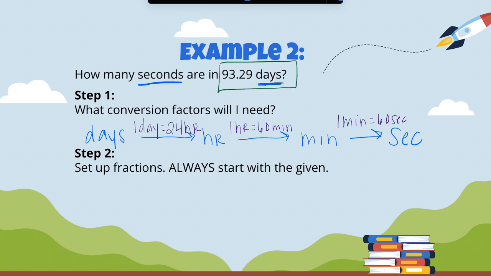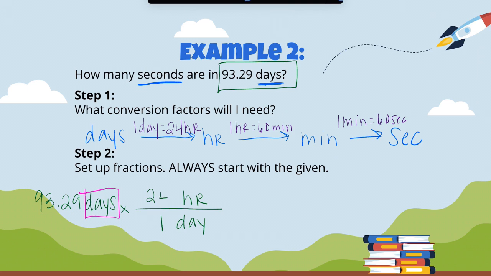So given to us in the problem was 93.29 days. And I'm going to multiply times my first fraction. So my conversion factor is 1 day is 24 hours. And because I have days right here, I want to put days on the bottom of my first conversion factor, and on top, I'm going to put hours. And my conversion is that 1 day is 24 hours.